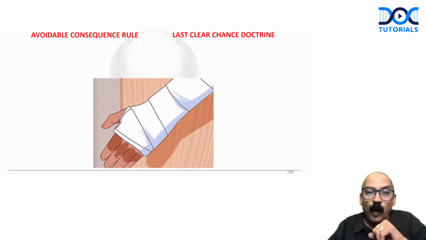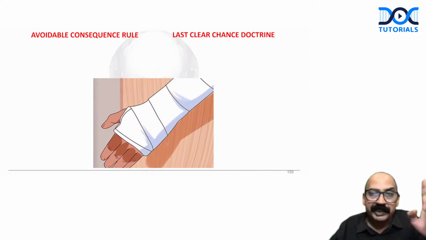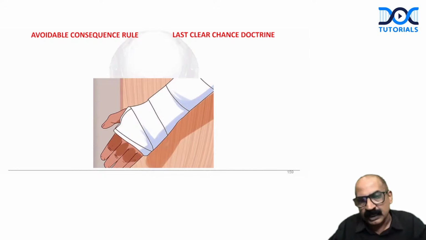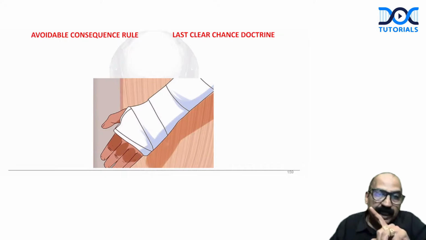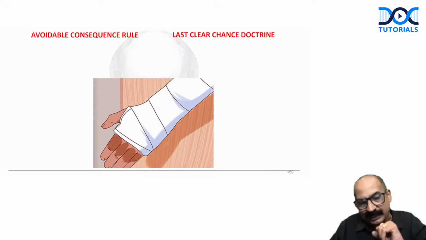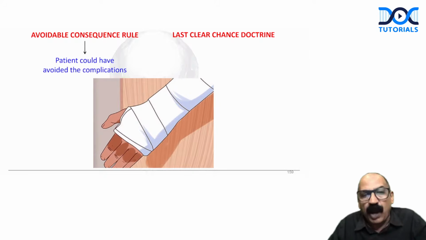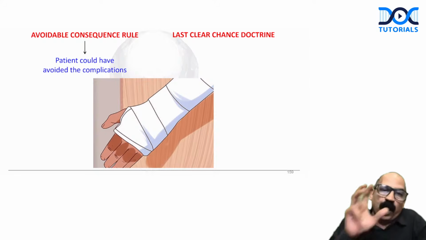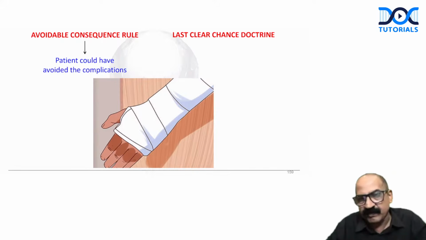Now he sues me in a court of law because the doctor put on a tight POP cast and he lost his limb. Now I can defend myself. Not a 100% defense, maybe a partial defense, and contributory negligence. Of course, I applied a tight POP cast, but at least when he had numbness, he should have come to me. Or at least when he had discoloration, he could have come to me, I would have opened the cast, and he would have become perfectly all right. He could have avoided the complication. The patient could have avoided the complication. So, the avoidable consequence rule is always for the patient.